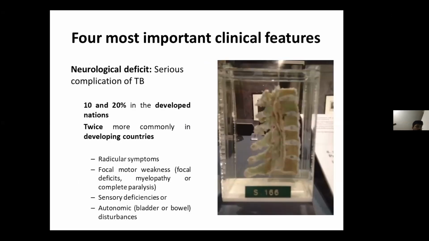The fourth most important clinical feature, which is of all the previous ones the most serious complication, is neurological deficit. In developed nations, it's around 10 to 20% incidence among the patients, and in developing countries, it's twice as common. Neurological deficit may present as radicular symptoms, or a focal motor weakness, or as sensory deficiencies, or with autonomic disturbances.